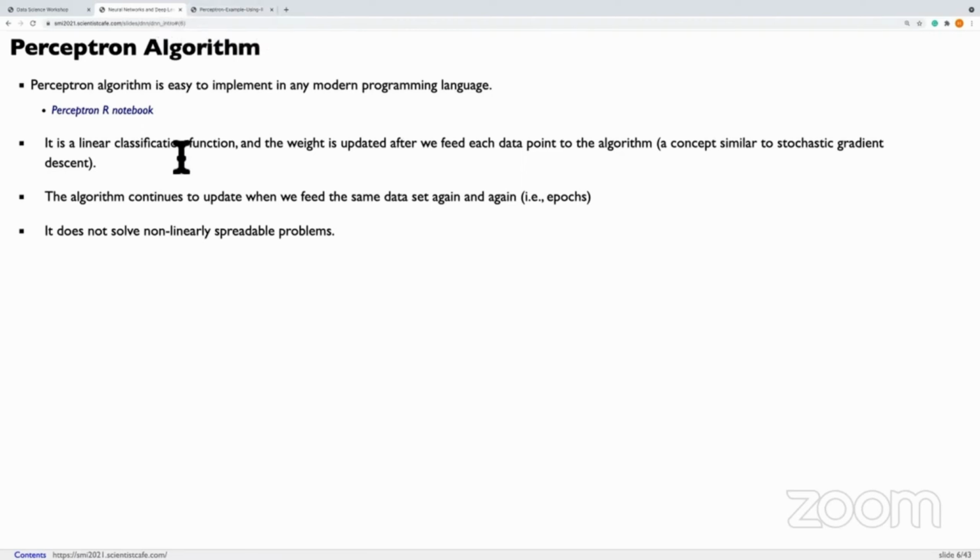And there are many problems with this type of algorithm. First, it's a linear classification function, and the algorithm cannot handle nonlinear problems. And also this algorithm is too naive to handle any more complex problem.